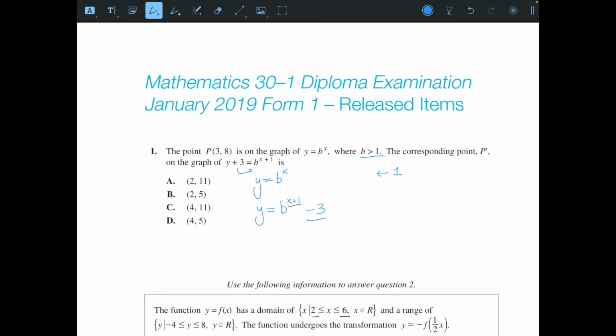And then the negative 3 is pretty intuitive. It's a shift downwards of 3 units. So we start at 3, 8. We shift leftwards 1, so we get 2. And we shift downwards 3, so we get 5. And that's why the answer is B.